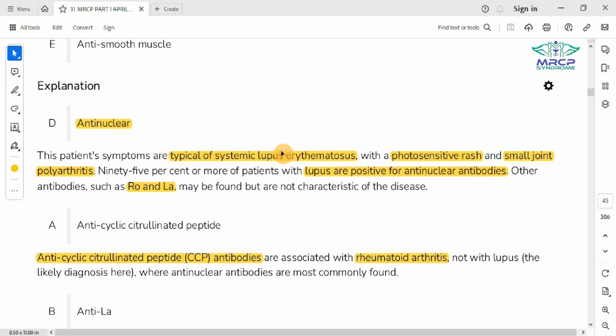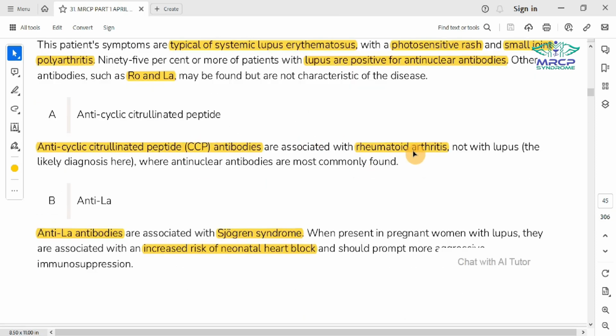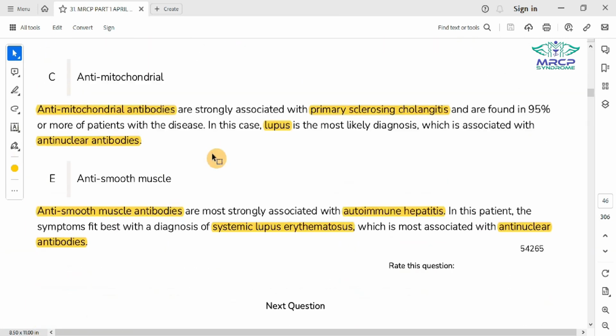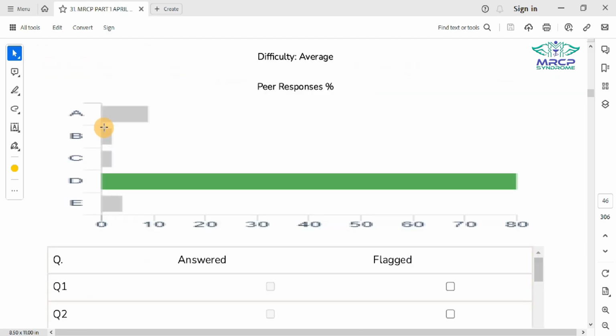This patient's symptoms are typical of SLE, with a photosensitive rash and small joint polyarthritis. 95% or more of patients with lupus are positive for anti-nuclear antibodies. Other antibodies such as Ro and La may be found but are not characteristic. So anti-CCP, rheumatoid arthritis; anti-La, neonatal congenital heart block, Sjogren's syndrome; AMA in case of PBC, primary biliary cholangitis, not PSC; and anti-smooth muscle in case of autoimmune hepatitis.